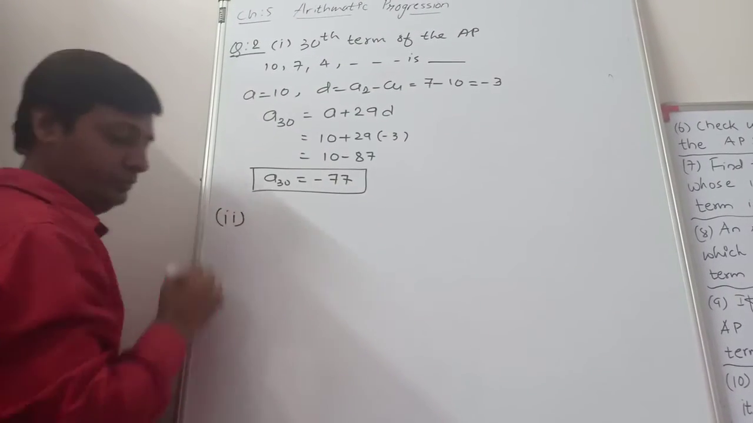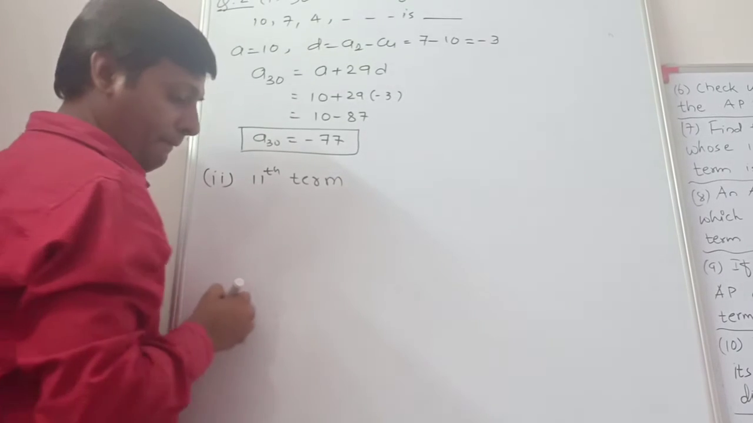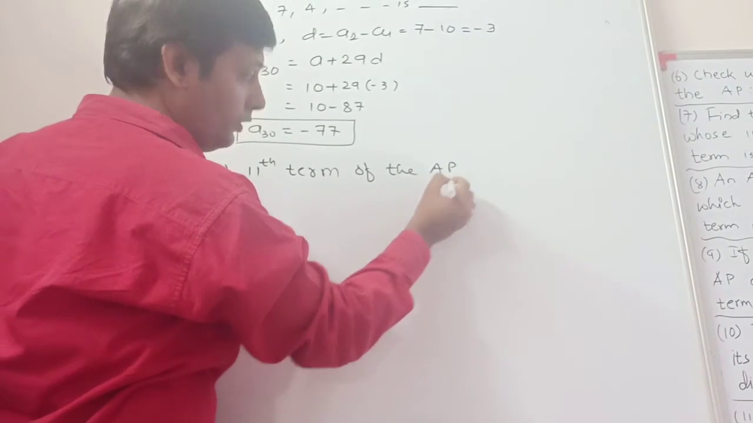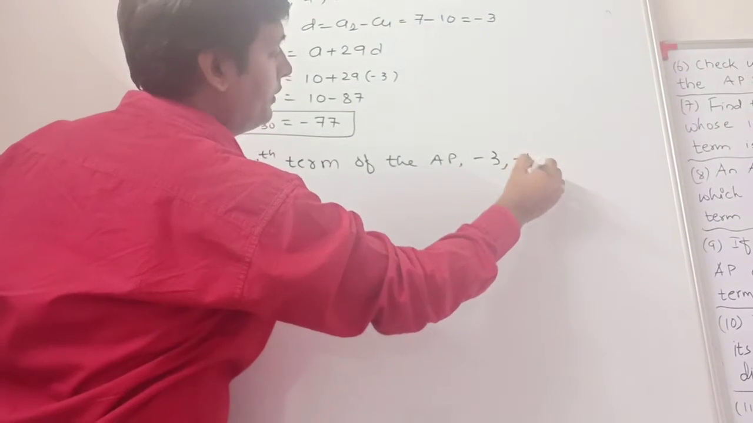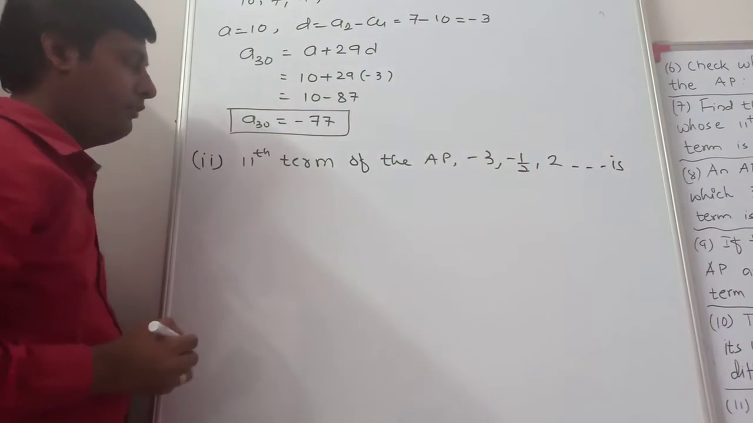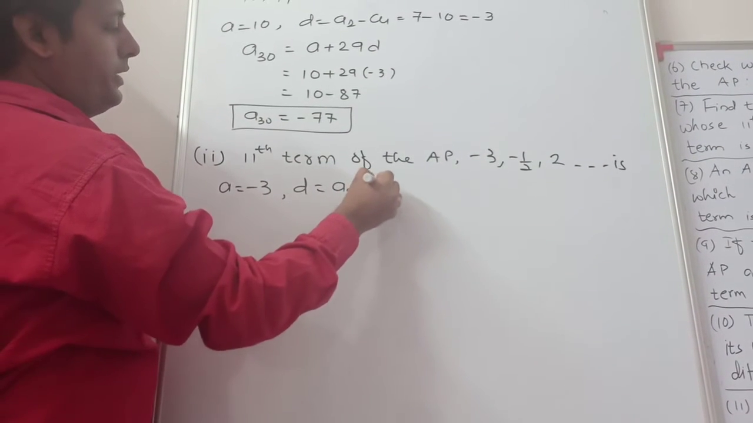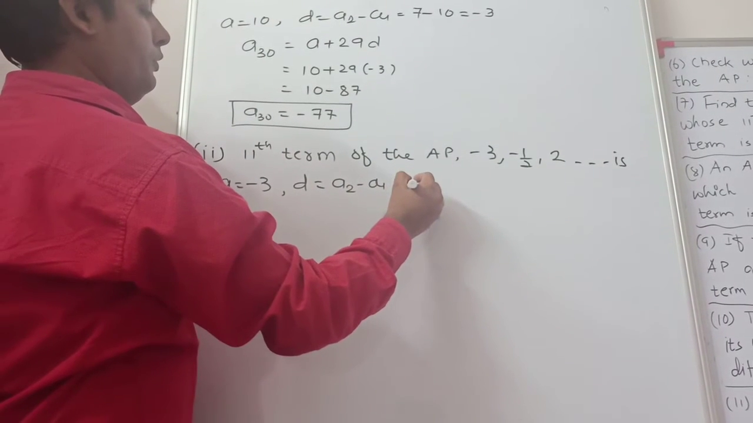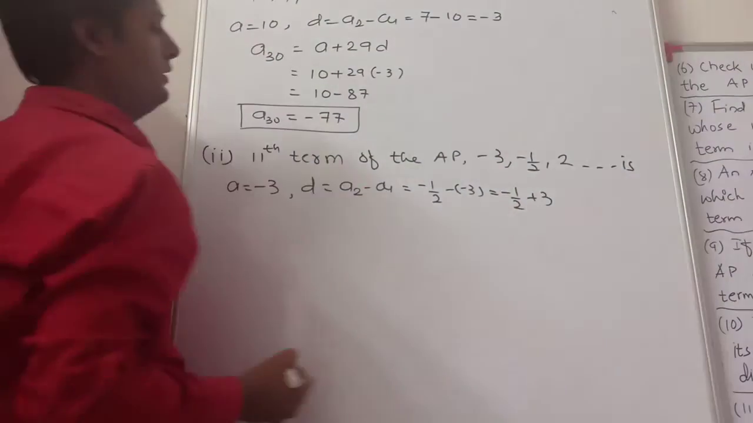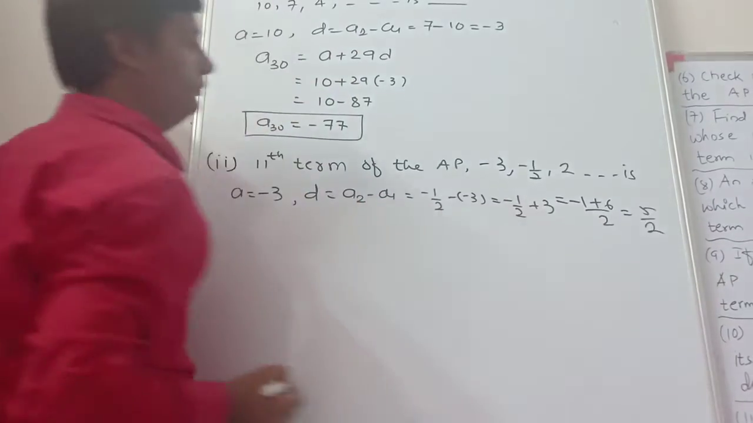Now find the 11th term of the AP: minus 3, minus 1 by 2, and so on. Here we want to find the 11th term. So a is equal to minus 3, and the common difference is a2 minus a1, right? So d is equal to minus 1 by 2 minus (minus 3), which is minus 1 by 2 plus 3. So simply, minus 1 plus 6 by 2, we got 5 by 2, right?